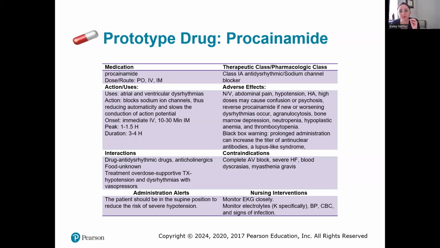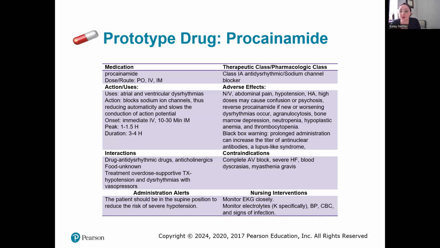It's so important. I've seen people give drugs and then not on a monitor, and you're like, excuse me, what are you doing? If you can't see it, how do you know it's working? How do you know it's not making it worse? You've got to be able to watch. It can also cause agranulocytosis, bone marrow depression, neutropenia, hypoplastic anemia, thrombocytopenia. So we definitely have to monitor for bleeding.